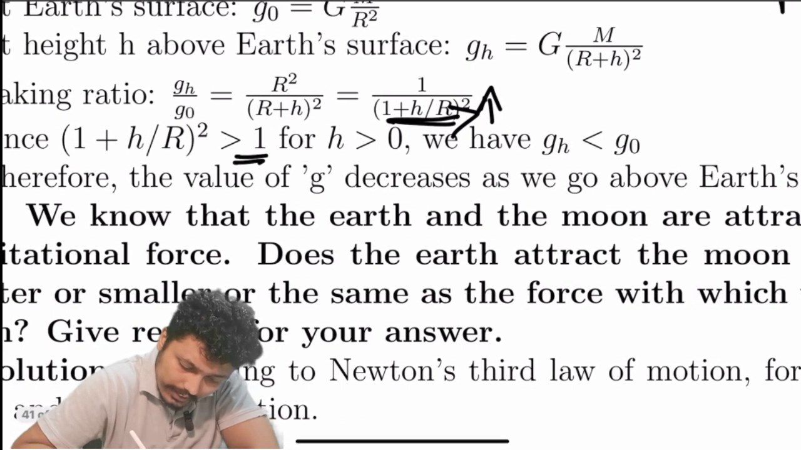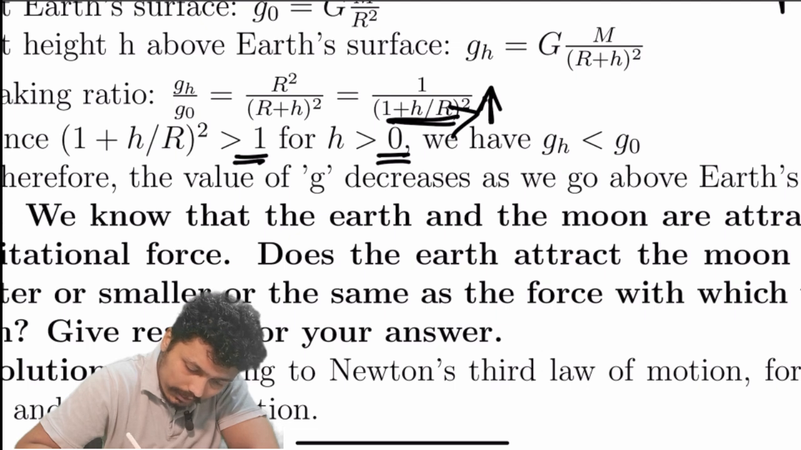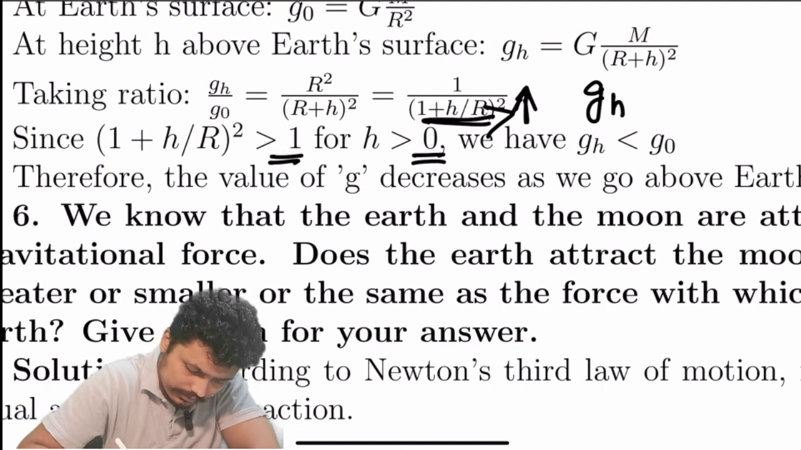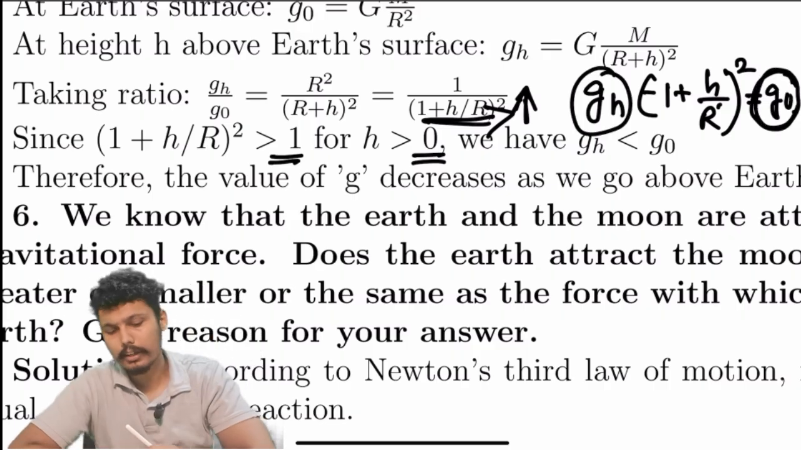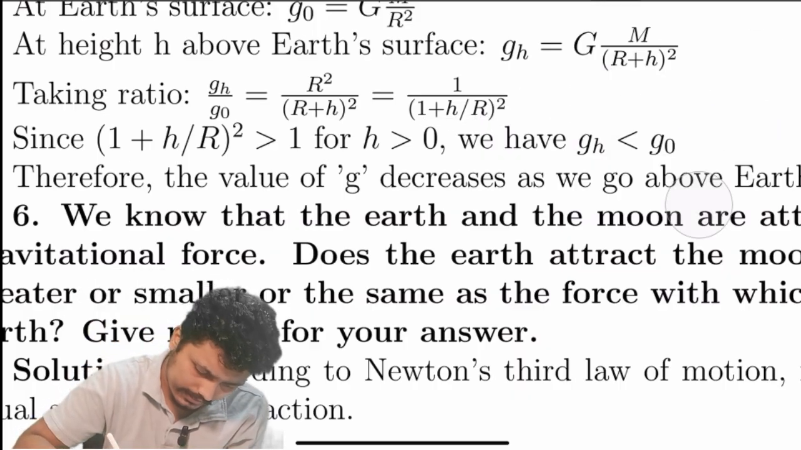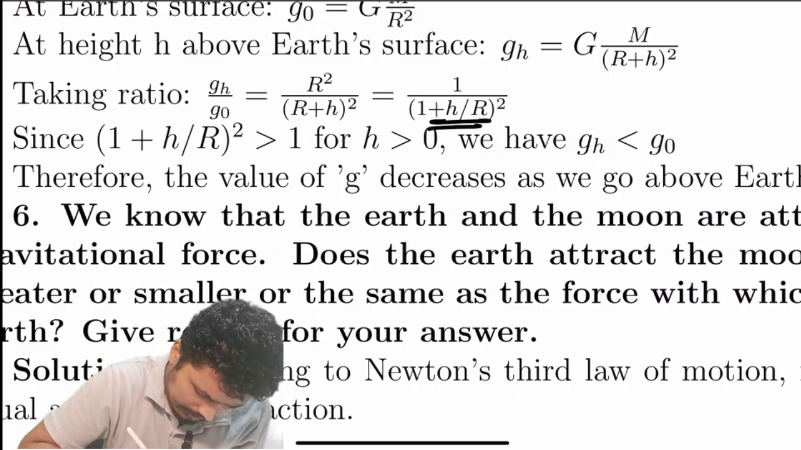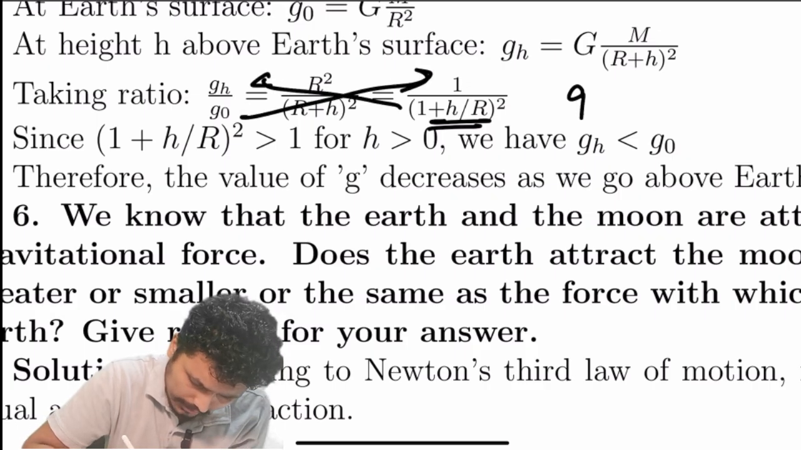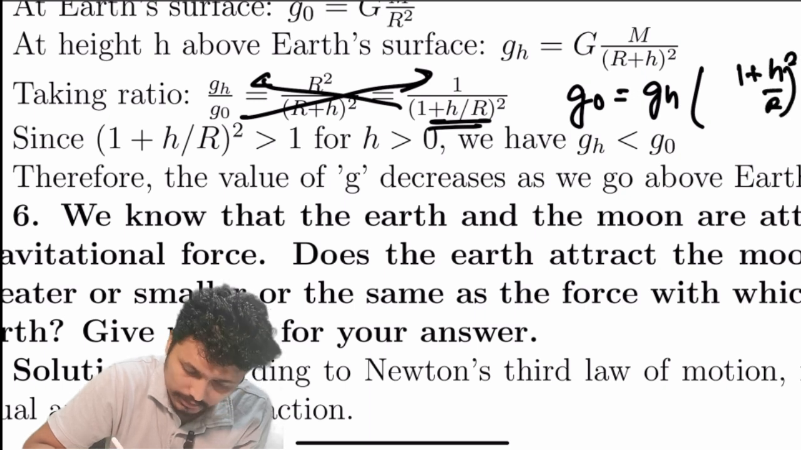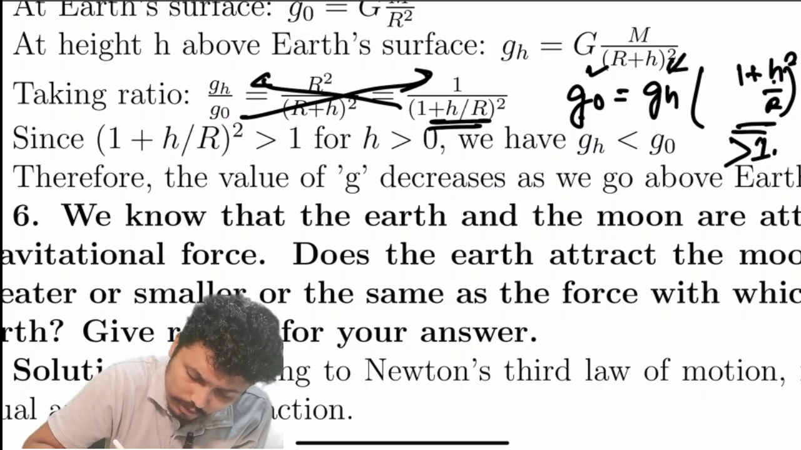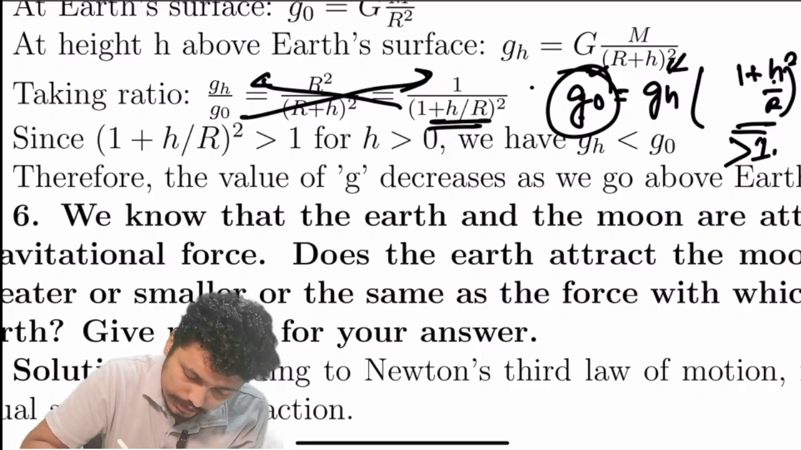That means if h is greater than 0, then 1 plus h by R whole square is greater than 1. Now which one will be bigger? You multiply this side, and you get g naught equal to gh times (1 plus h by R) whole square. Since this is greater than 1, this one multiplied with gh will give g naught, so g naught will be more.